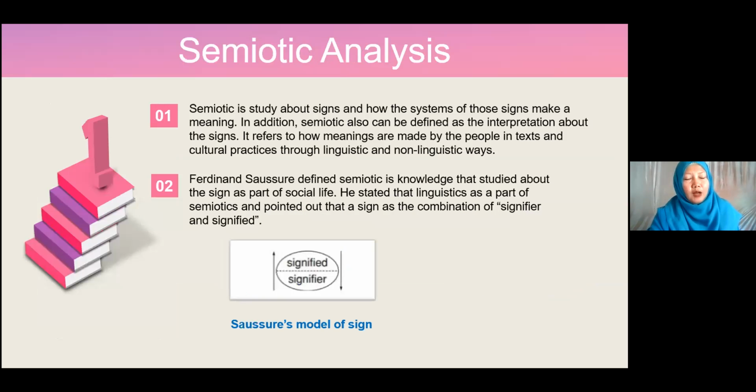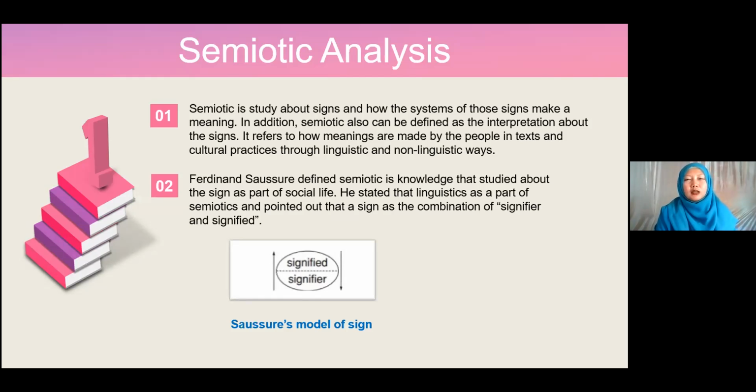Next, about the semantic analysis. Semantic analysis is a study about signs and how the system of those signs make a meaning. In addition, semantic also can be defined as the interpretation about the signs. It refers to how meaning is made by people influenced by cultural practices through linguistic and non-linguistic ways.